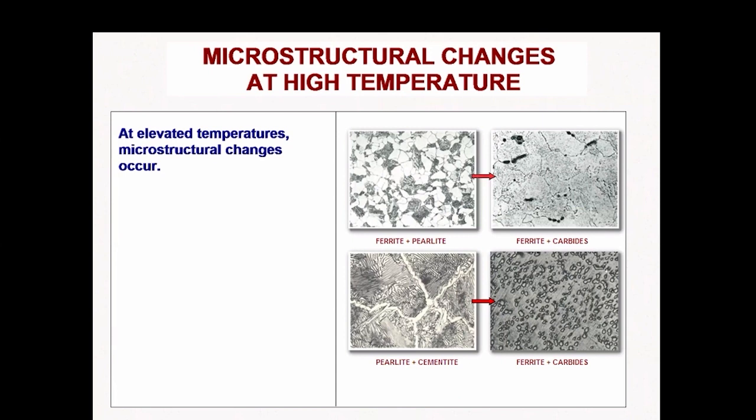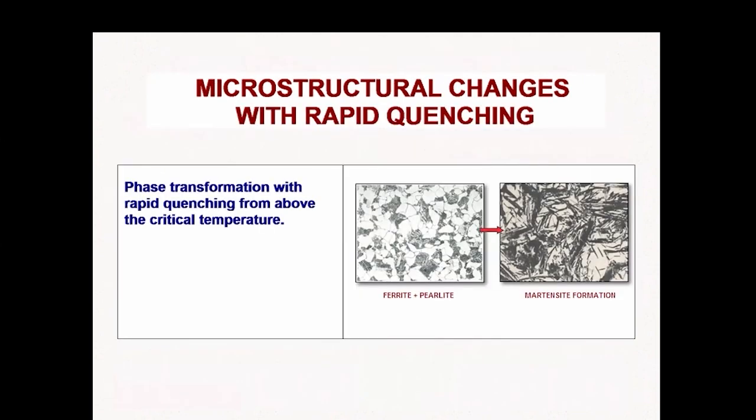Okay, so as you could see here, yung microstructural changes, high temperature. At elevated temperature, you have ferrite and pearlite. Then you have ferrite and carbides, no? And then yung pearlite and cementite, kapag itinaas po natin, ferrite plus carbides. Ito po yung nakita ninyo doon sa right side ng ating iron carbide diagram.